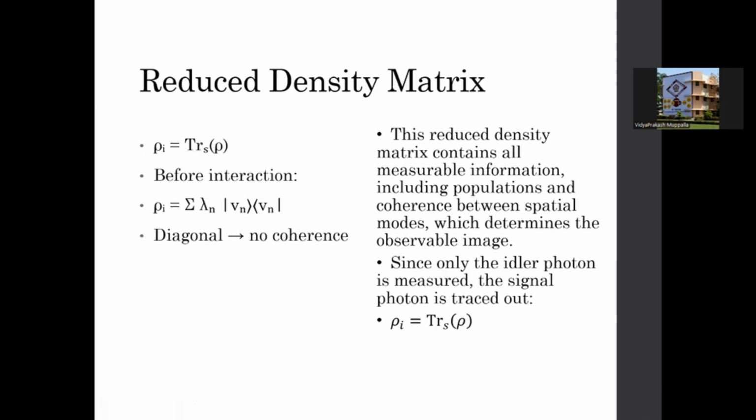This process converts a pure entangled state into a mixed state that contains both probabilities and coherence information. Before the interaction with the object, the reduced density matrix is just diagonal in the Schmidt basis. This means that each mode contributes independently with no interference between the modes. Physically, this corresponds to a situation where the idler photon carries no spatial information about the object.